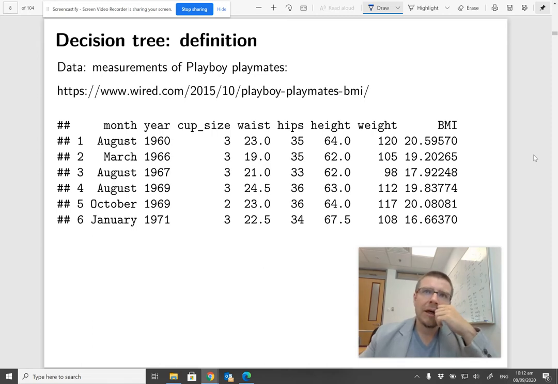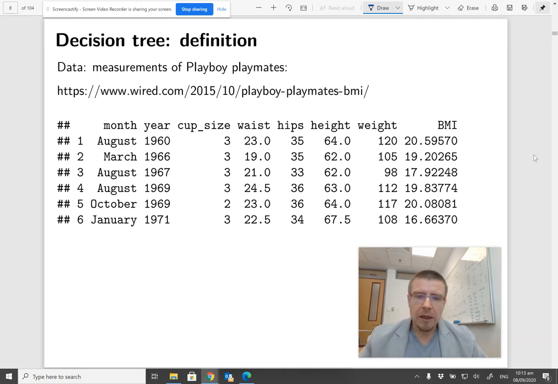Now, I chose this data set because, of course, it doesn't really make a lot of sense to predict the cup size or the waist or hip size, whatever, based on other measurements. So there is no practical meaning in that. But I chose this because it is very easy to understand what's going on, and it is very easy to see if decision trees make predictions consistent with common sense, right? And since decision trees are a very interpretable algorithm, I think it's the best thing to do.